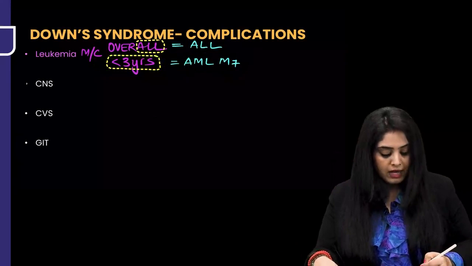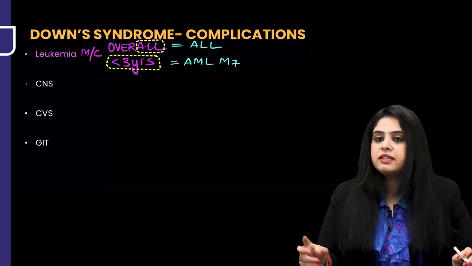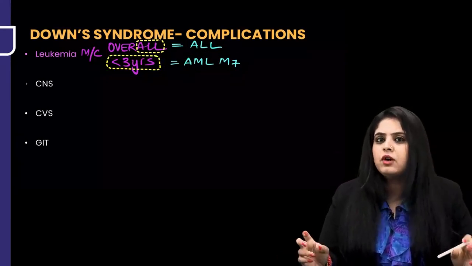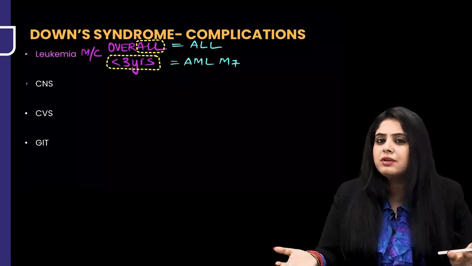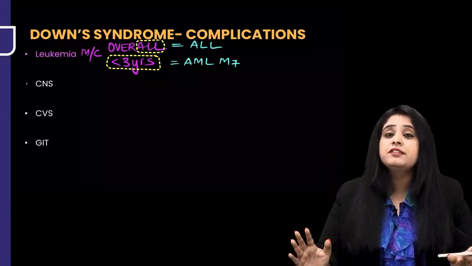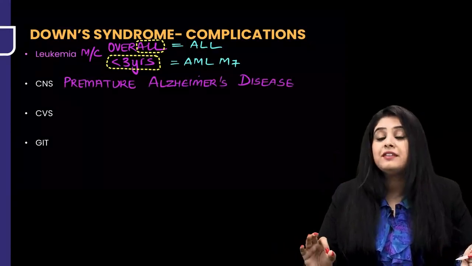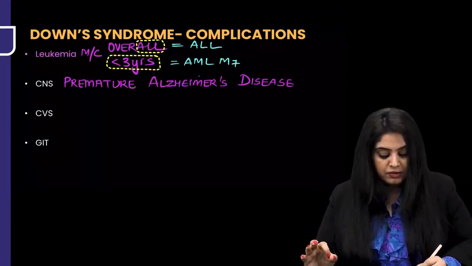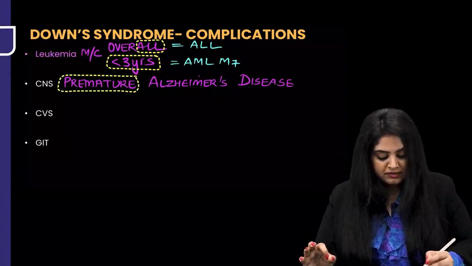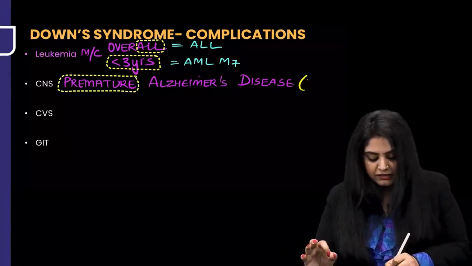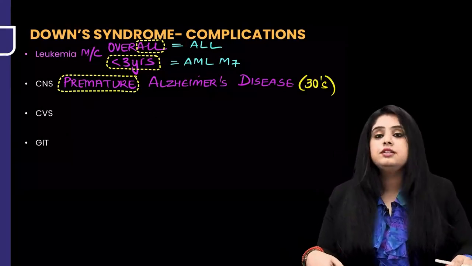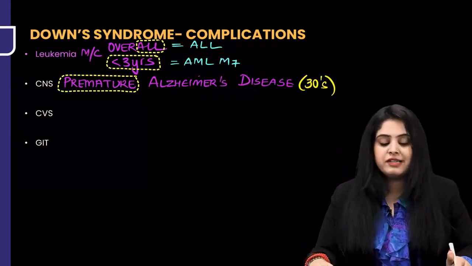Let's move on further. What happens to their brain? Now tell me one thing, everyone knows what's Alzheimer's, memory loss, dementia. Which age group does that happen in? Alzheimer's happens at like 70, 75 years of age. But look at what is happening in these people. They are having premature Alzheimer's. Premature, pre-senile basically means that they will end up having Alzheimer's somewhere in their 30s. Right? So premature Alzheimer's is seen.